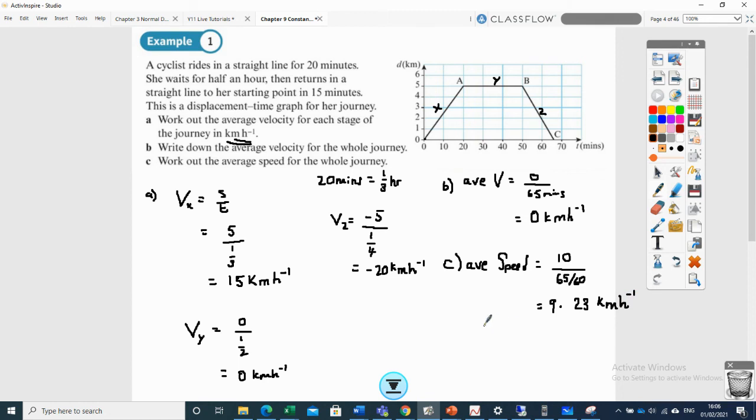Okay, that's all the examples in this first part. You can now have a go at exercise 9A.